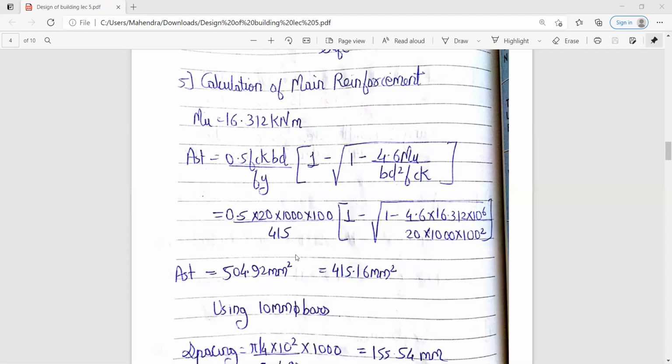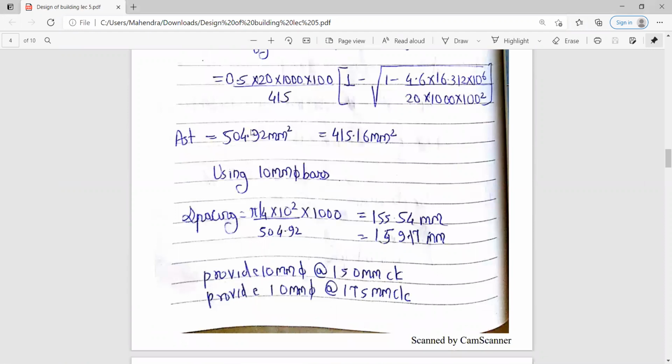See now for AST you had got that is 415.16 mm square. Now you need to calculate the spacing. For calculation of spacing, you have to use 10 mm diameter bar. So for that, first of all, you will calculate for these AST, that is for 504.92. Then you will calculate for these AST, that is 415.16.